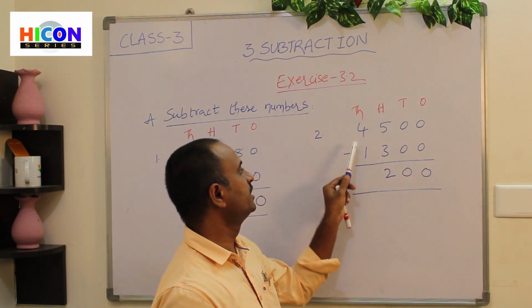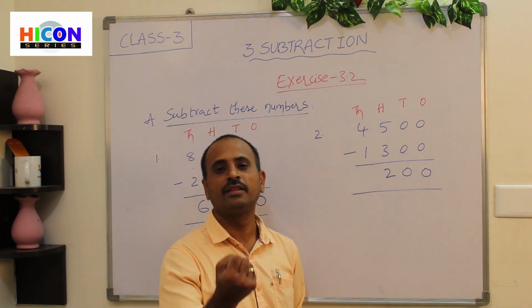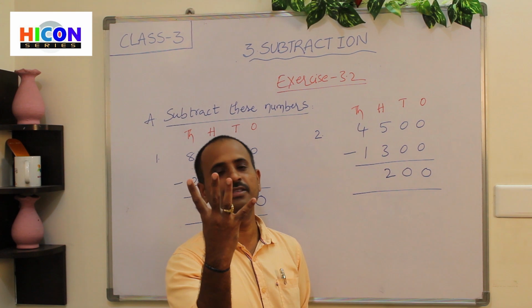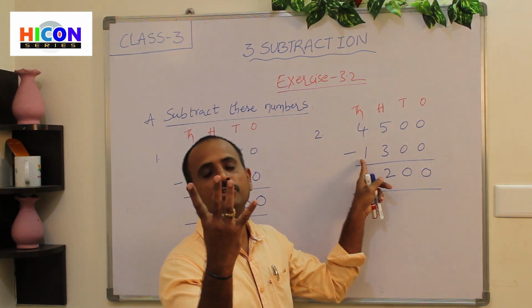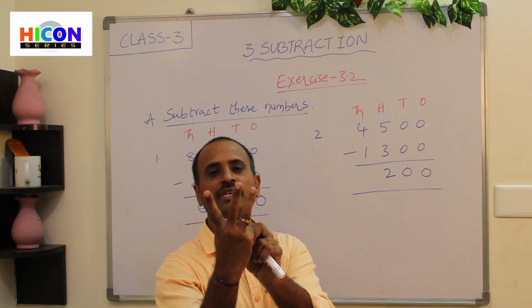So what is the first digit under thousands place? 4. So open 4 fingers of your hand. That is 1, 2, 3, 4. So these are the 4 fingers. What is the second number? 1. So close 1 among these 4 fingers. So I am closing 1 finger.